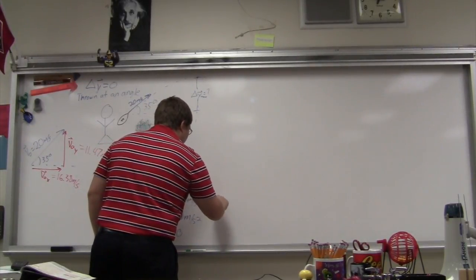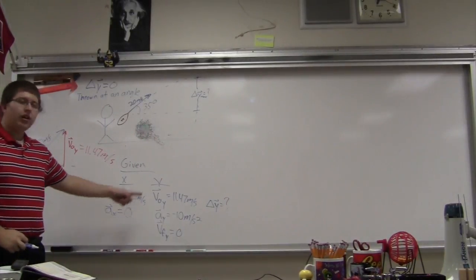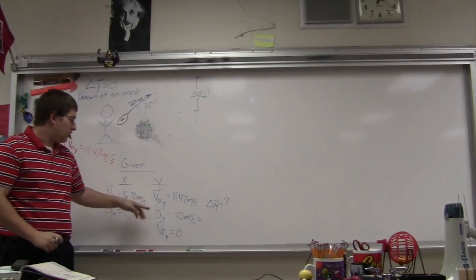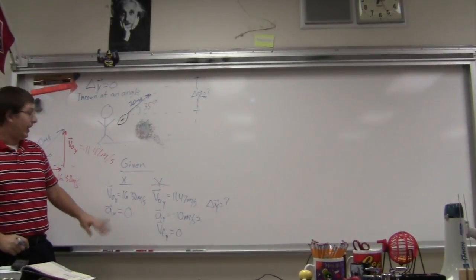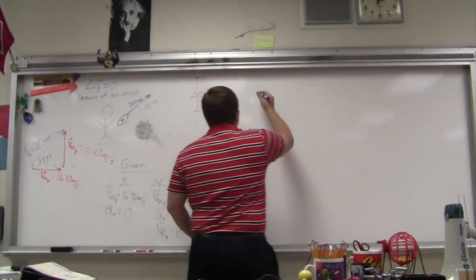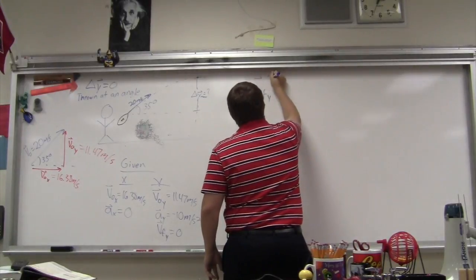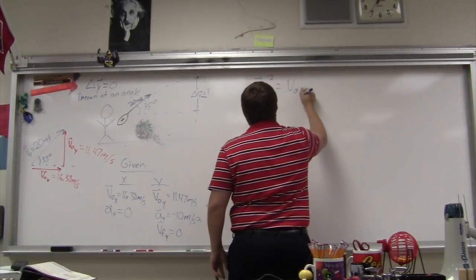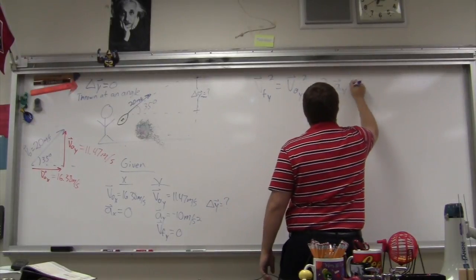Delta y is our first unknown. So looking at our equation sheet, I can find one equation that I can use only y given to solve for delta y. I can't use x given. Only y given to solve for delta y. So that looks like this. Vfy squared equals Voy squared plus 2 ay times delta y.